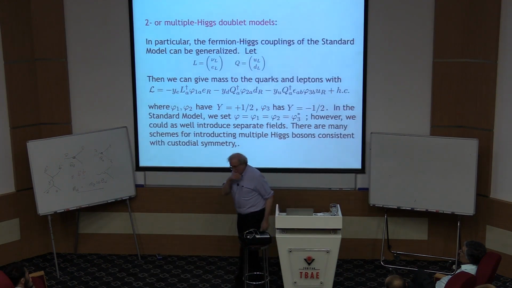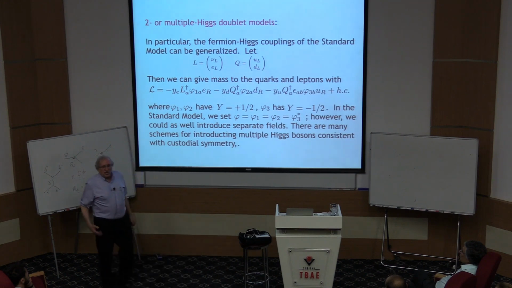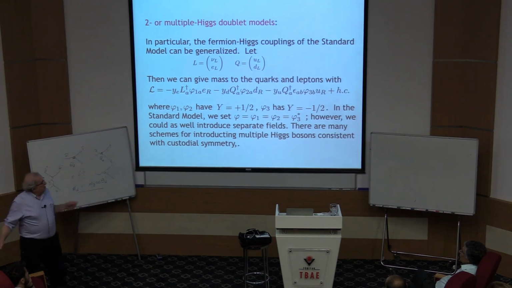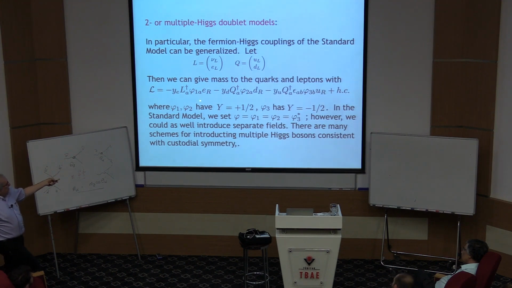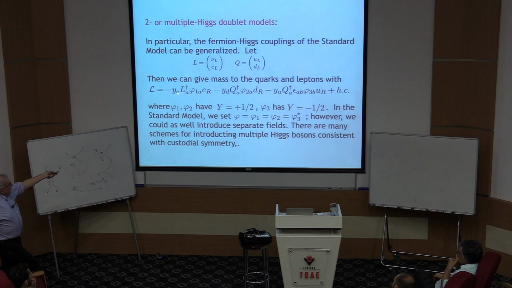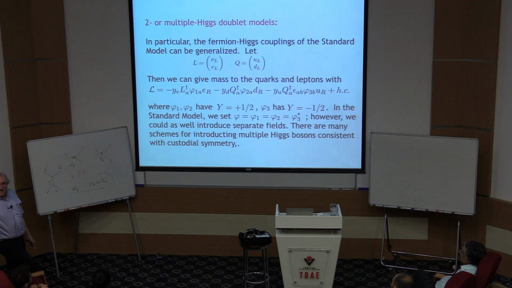Let's go through them. First of all, there are models with 2 or multiple Higgs doublets. To think about that, let's think about the fermion-Higgs couplings of the standard model. I'll write the left-handed fermions in doublets, the right-handed fermions in singlets. These are the terms that you write down in the standard model for the Yukawa couplings. And here I wrote phi 1, phi 2, and phi 3. So there are 3 Higgs bosons. And in particular, I could put 9 Higgs bosons, a very large number of Higgs bosons in here. In the standard model, we take the simplest choice, that there's 1 Higgs boson. But we don't have to do that.